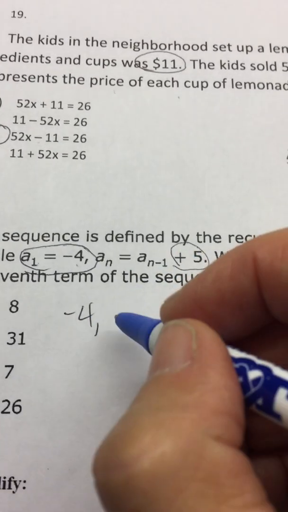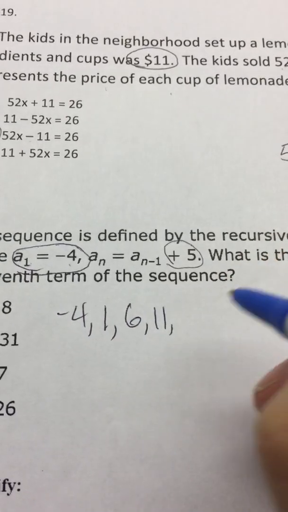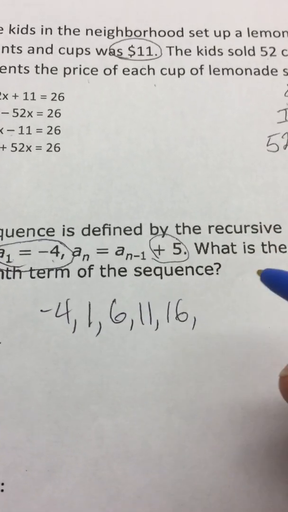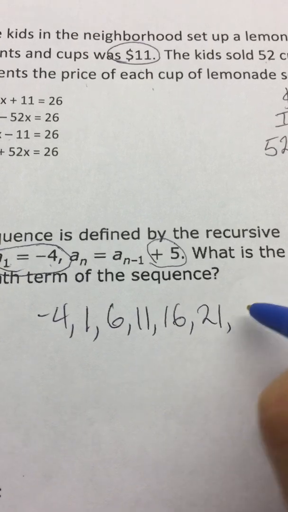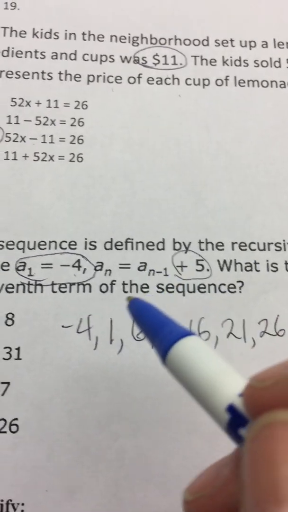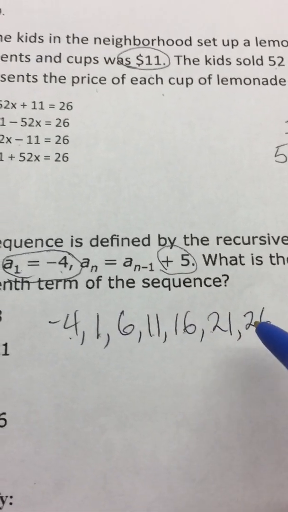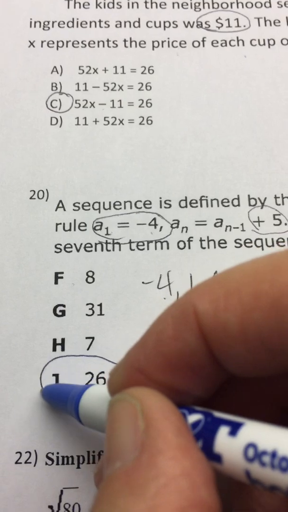So -4 plus 5 is 1. 1 plus 5, 6. 6 plus 5, 11. 11 plus 5, 16. 16 plus 5, 21. 21 plus 5, 26. And so on. Let's see, I wanted the 7th one, right? 1, 2, 3, 4, 5, 6, 7. So 26 is my 7th one, and there it is right there.